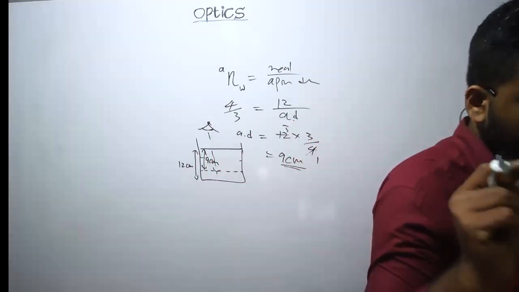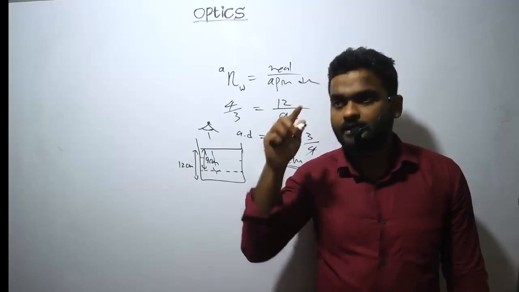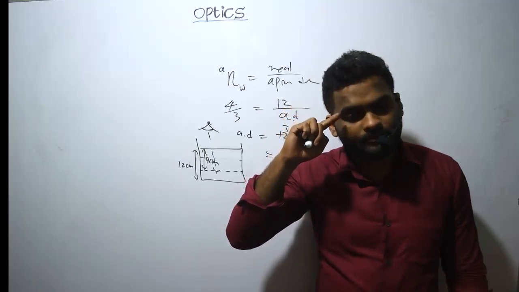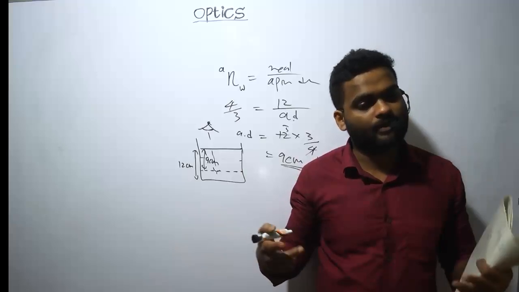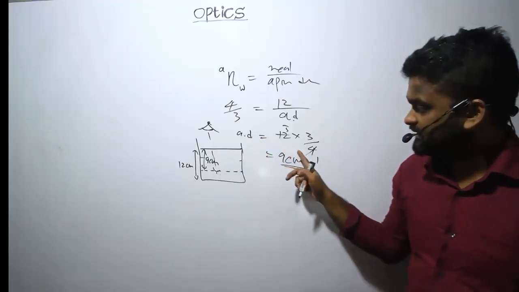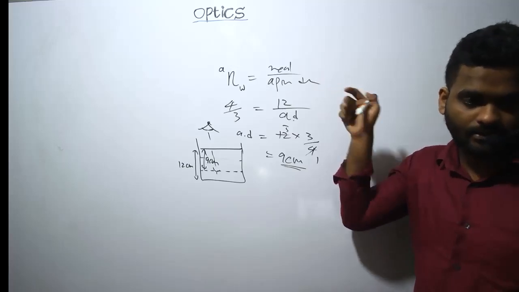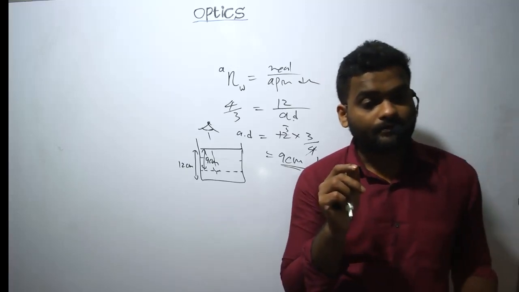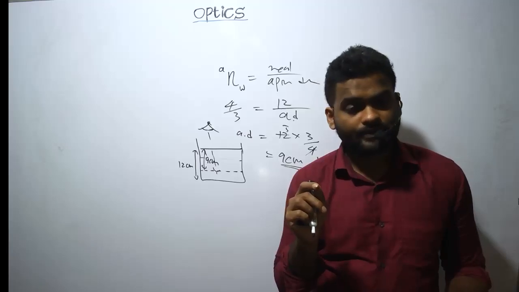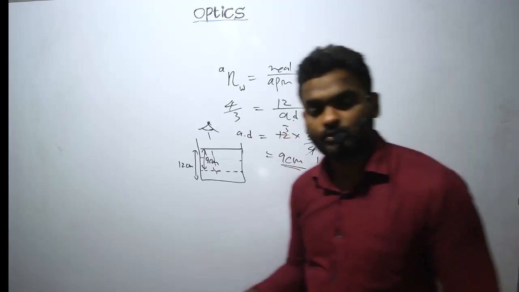So always remember to take it relative to the medium which the eye is in. Then it is going to be valid for any case. This thing is always real divided by apparent, real divided by apparent, always. To further clarify, we'll do one more question regarding this. Write down Q2.